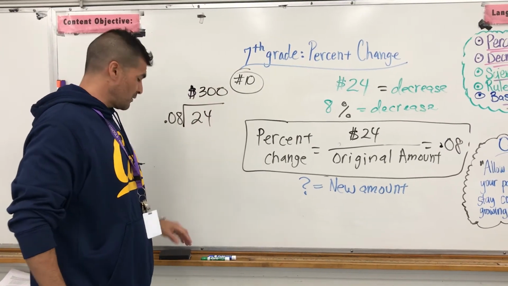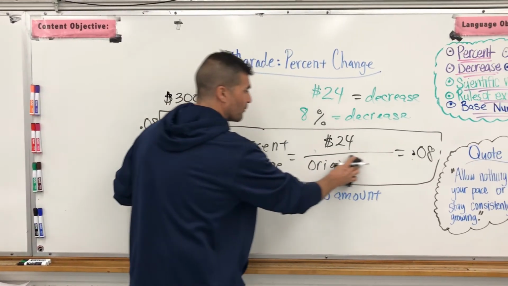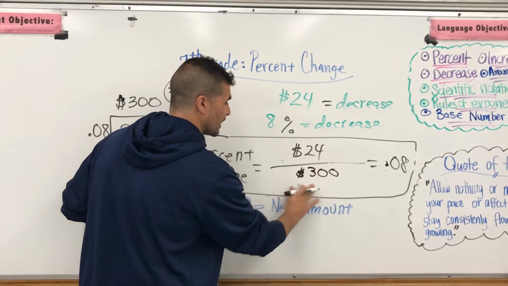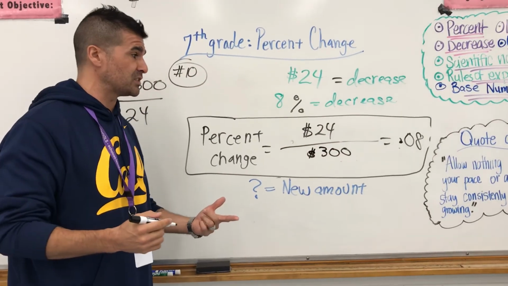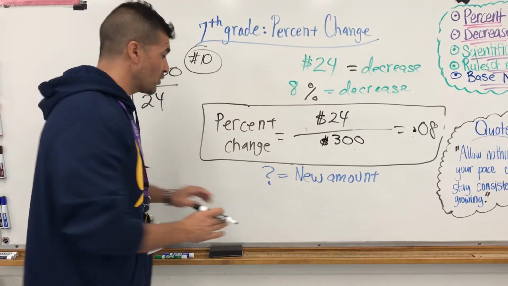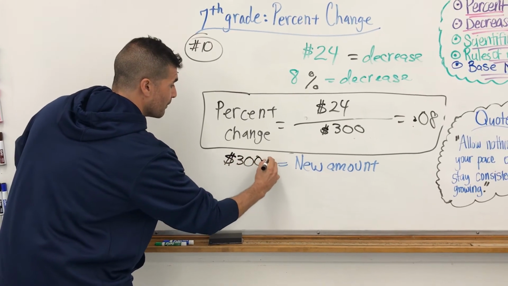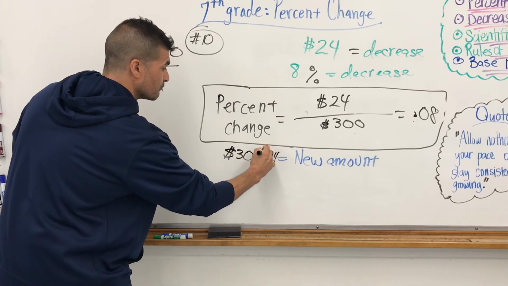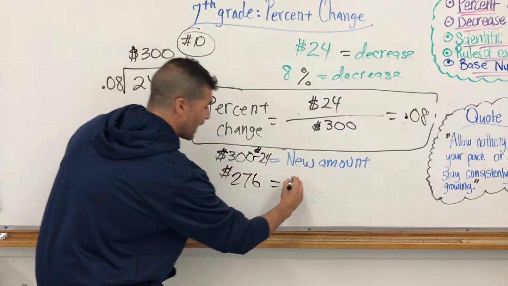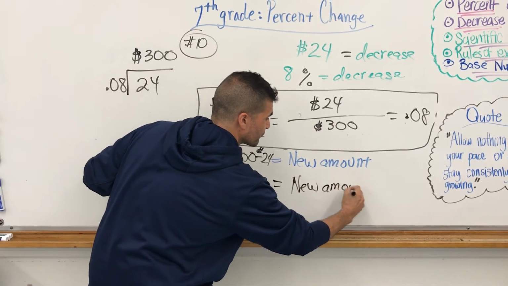Now, you're probably thinking, once again, Mr. Gonzalez, I know that that's the original amount. This is how much it used to cost. This is not how much the price or the cost is now. So if I want to find out the new amount, I need to say $300 minus $24. This is going to give me $276. And that's the new price or new amount.